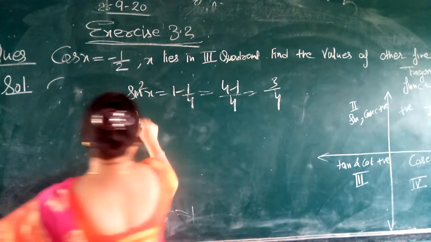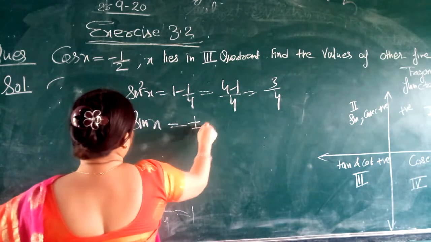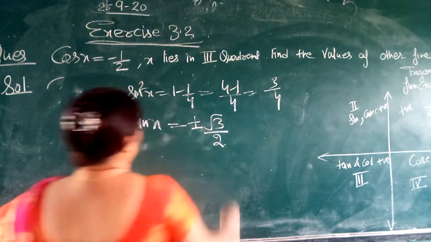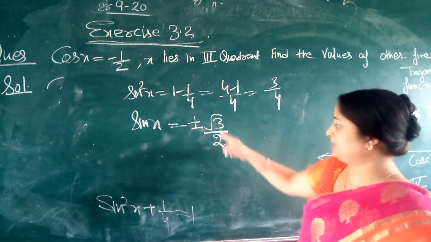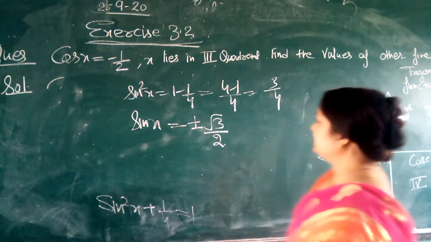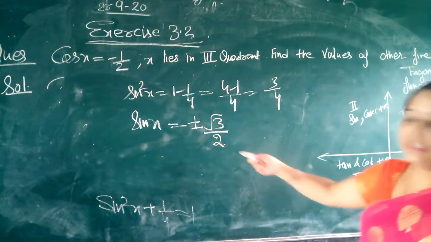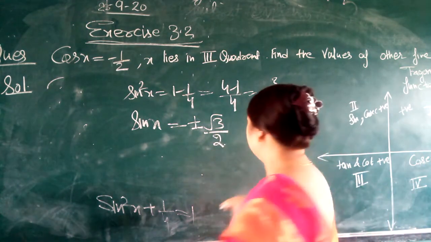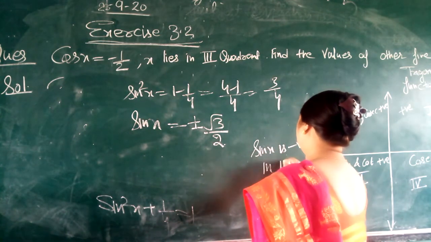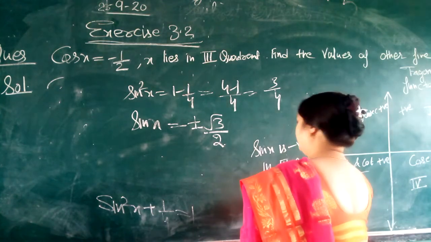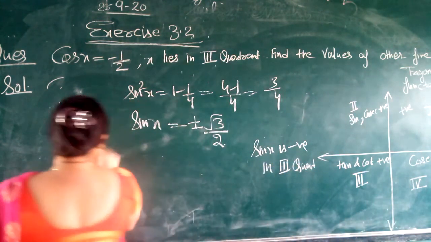Now what is the value of sin x? Sin x is equal to plus minus root 3 by 2, because here sin square x is 3 by 4. And here x lies in the third quadrant, so sin x is negative in the third quadrant, therefore the positive value is rejected. Therefore the value of sin x is minus root 3 by 2 and cos x is minus 1 by 2.